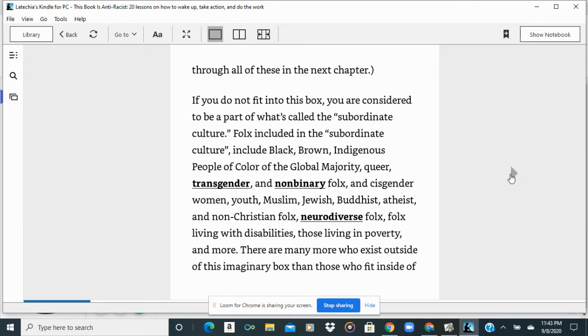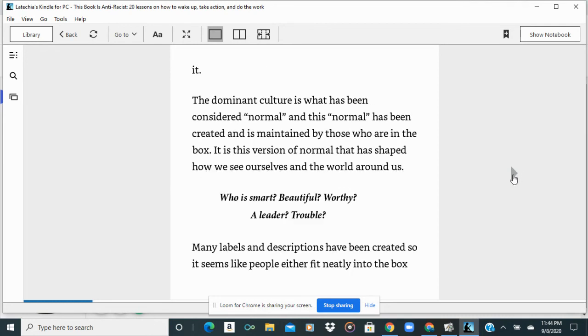If you do not fit into this box, you are considered to be part of what is called the subordinate culture. Folks included in the subordinate culture include Black, brown, indigenous people of color of the global majority, queer, transgender, and non-binary folks, and cisgender women, youth, Muslim, Jewish, Buddhist, atheist, and non-Christian folks, neurodiverse folks, folks living with disabilities, those living in poverty, and many more. There are many more who exist outside of this imaginary box than those who can fit inside of it.